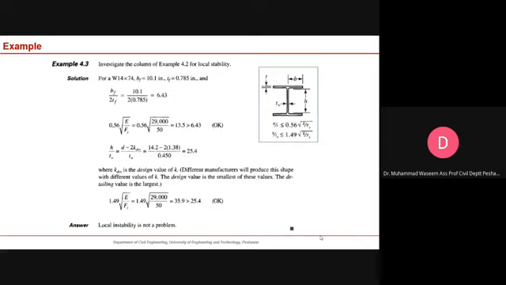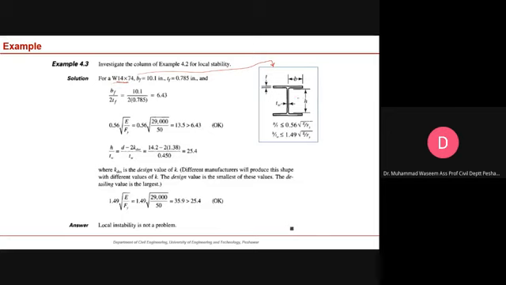Okay, now investigate the column local stability. So the section is given. What is that section? The cross section is given, and this cross section is shown here.